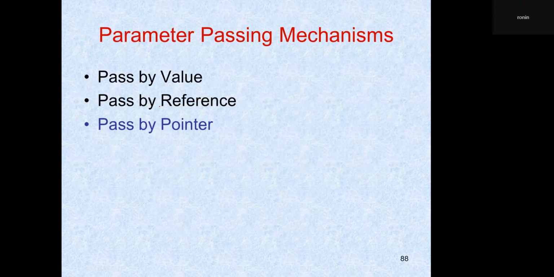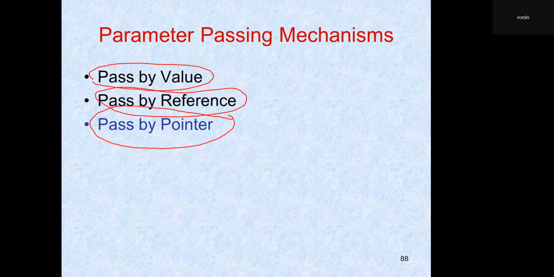Parameter passing mechanism. There are three ways to pass a parameter in C++. The first, pass by value. Second, pass by reference. The third is pass by pointer.